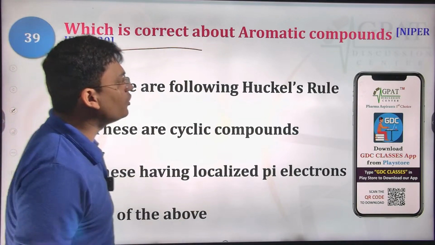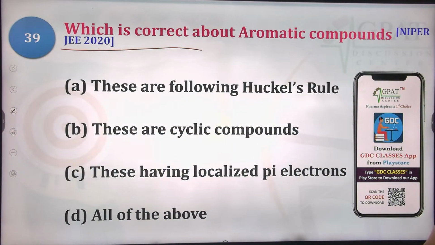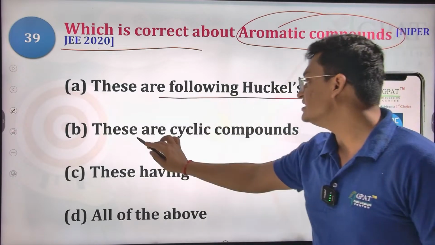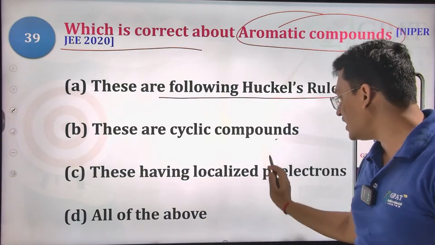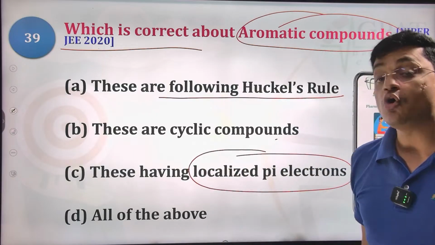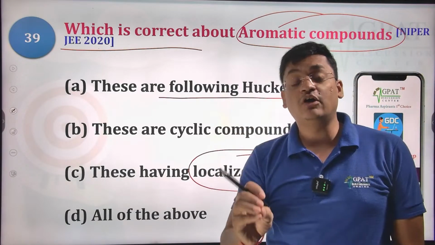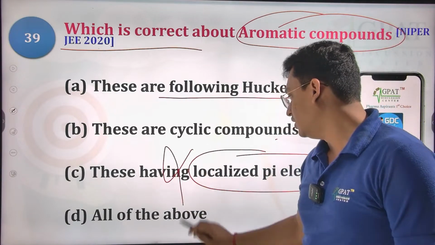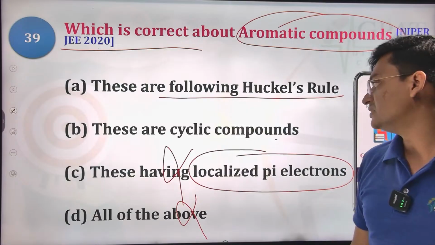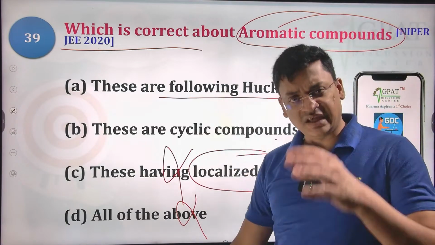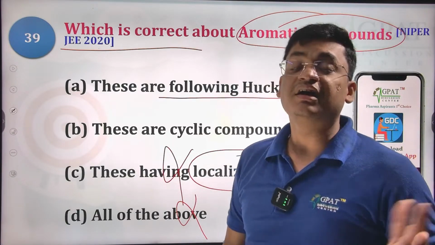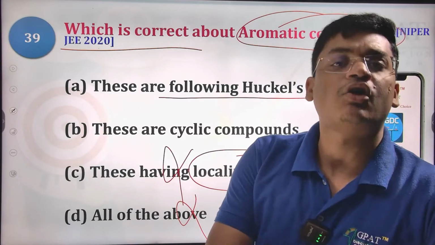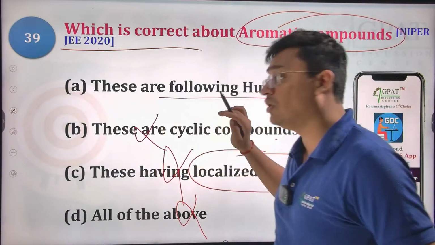Which is correct about aromatic compounds? Aromatic compounds follow Huckel's rule. These are cyclic compounds. These are having localized pi electrons? Look, localized, not at all possible. The aromatic compounds must have delocalized electron pairs. So this is wrong. Never can all of the above be the right answer. These are cyclic? Yes, they could be cyclic, but this is not a 100% true criterion. Many of the cyclic structures are not aromatic, so it would not be the appropriate answer.